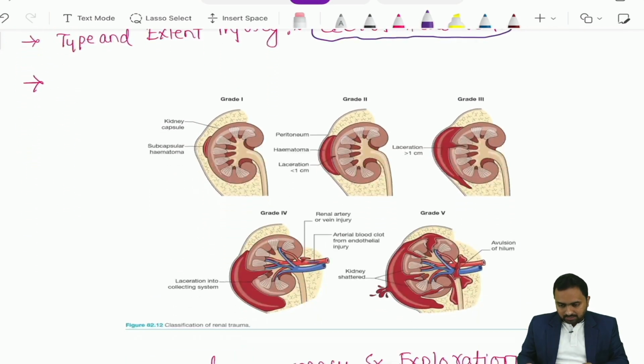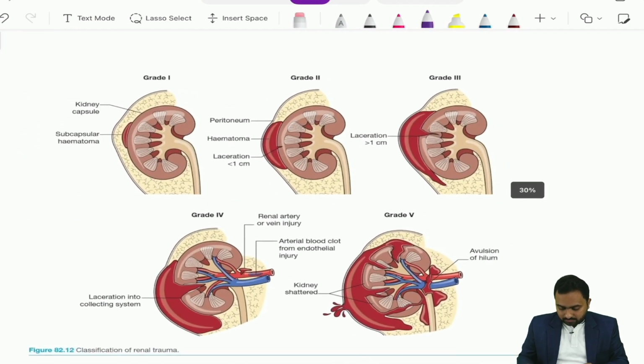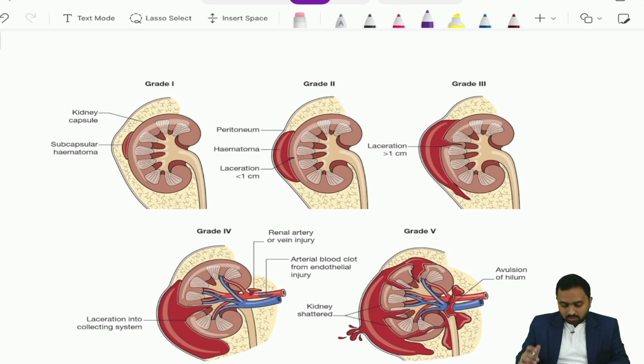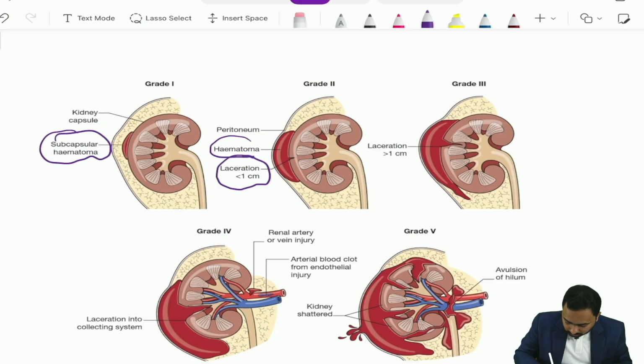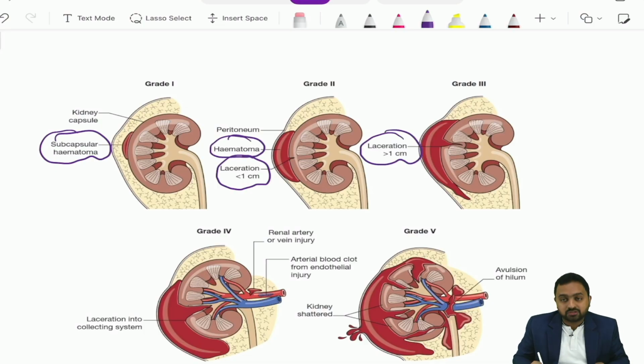So we have this image taken from Bailey and Love. If you look at grade 1 renal trauma, you have a subcapsular hematoma. In grade 2, we have a laceration along with the hematoma. In grade 3, you have a laceration which is much greater than in grade 2. So the cutoff is laceration less than 1 centimeter in grade 2 and laceration more than 1 centimeter in grade 3. Then we have a subcapsular hematoma which is much bigger in size compared to grade 2.